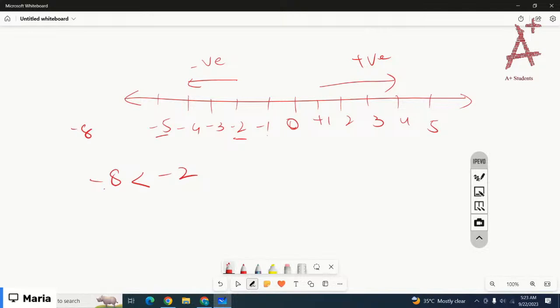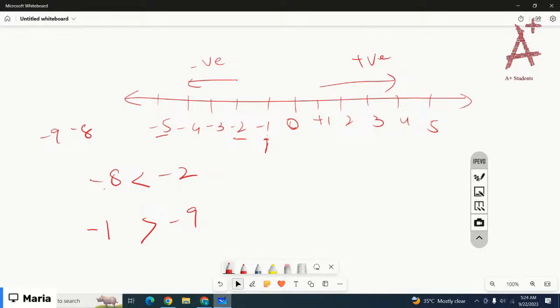Okay, for example, you have to compare negative 1 and negative 9. So negative 1 is here, right next to 0, and negative 9 is somewhere here, far from 0. So negative 1 is greater than negative 9. The numbers that are near to 0 are greater than the numbers that are far from 0 on the negative side. So that's all related to the number line.